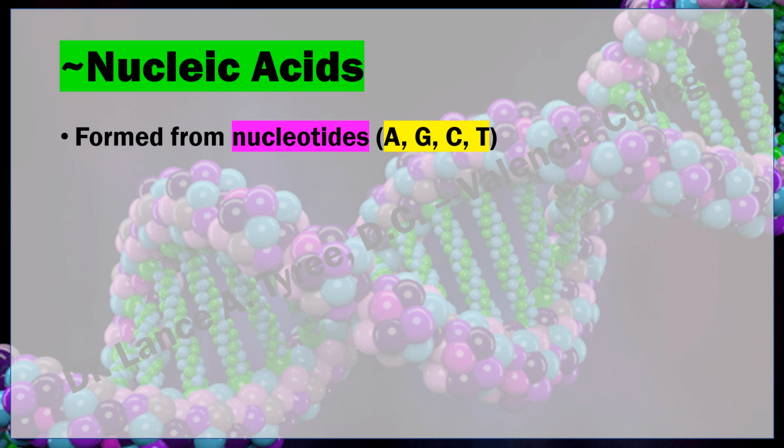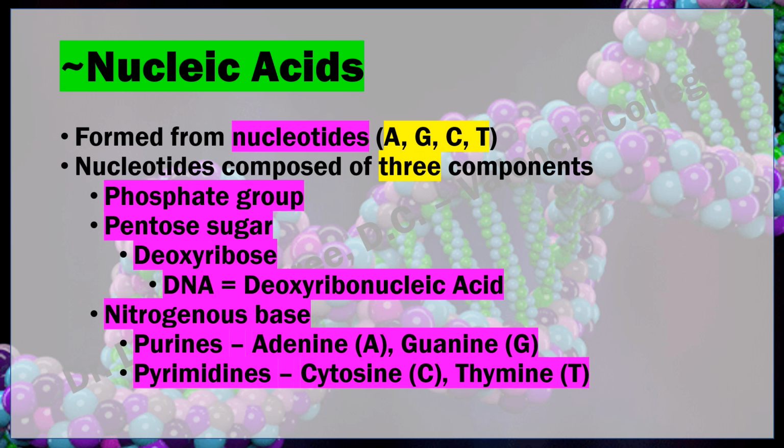Okay, so we have, formed from nucleotides, these A's, G's, C's, and T's. The nucleotides are composed of three components. We have a phosphate group, we have a pentose sugar, and we have a nitrogenous base. That pentose sugar is where the deoxyribose comes from, which gives us the D in DNA, deoxyribonucleic acid. The nitrogenous base is made up of two compounds, these purines and pyrimidines. The A and G are purines. The C and T are pyrimidines.